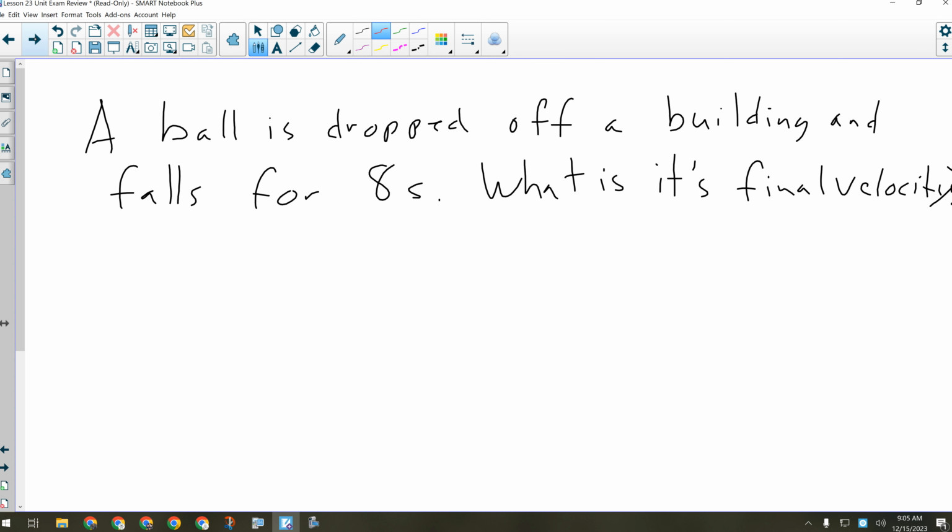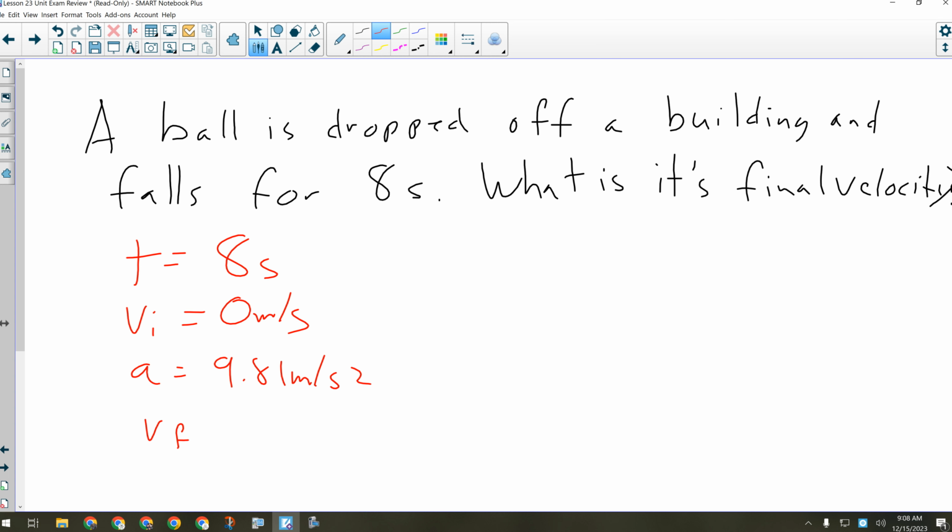Okay, try that one. Is it conservation of energy? No, it's acceleration. It would be a conservation of energy question if I was given a height. Because I'm not given a height, I can't use conservation of energy. But I'm given a time, something I'm never given in a conservation of energy question. I'm told that it falls off, and I'm looking for final velocity.